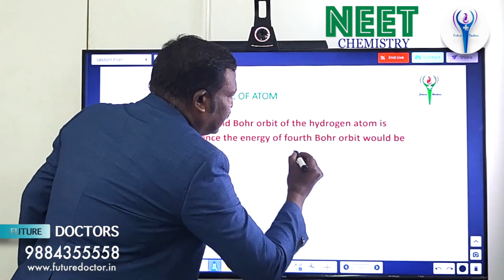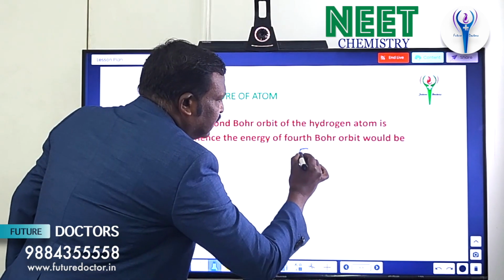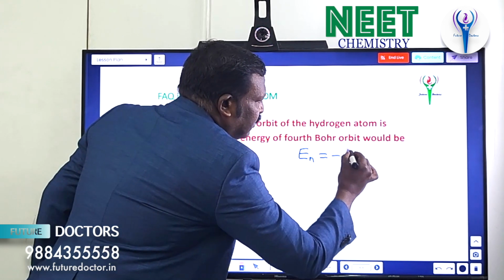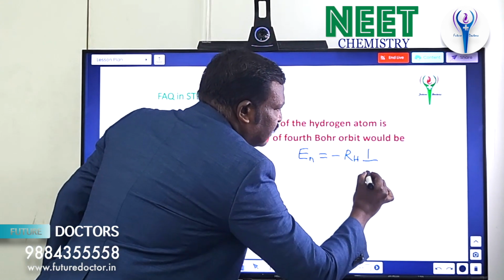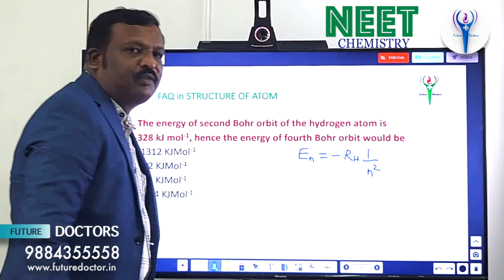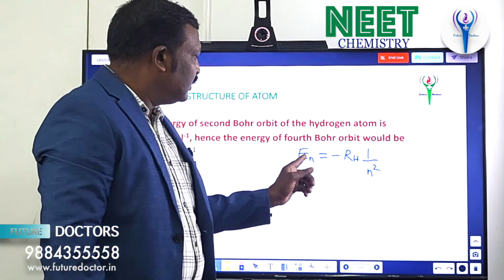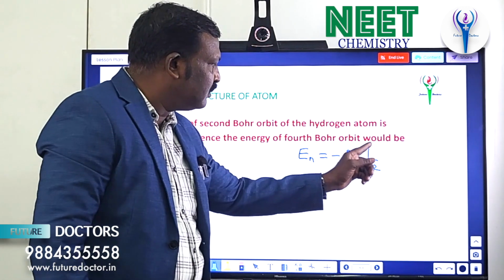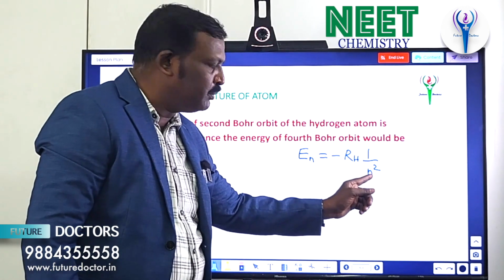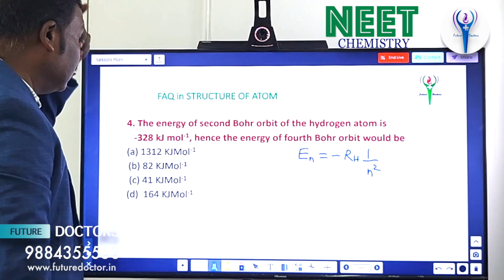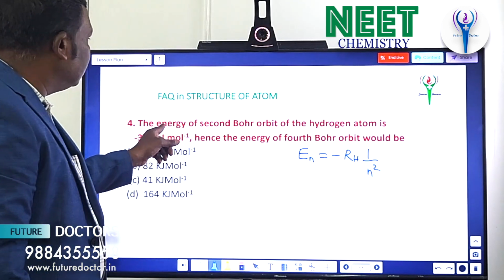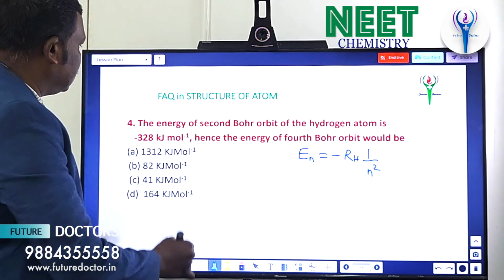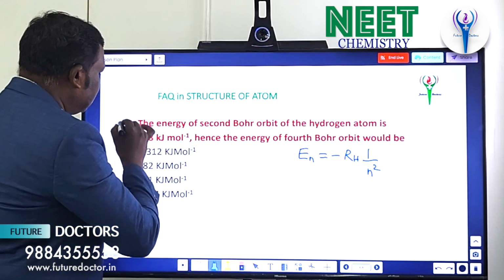What is the general formula? The energy of an electron in the nth orbit is equal to minus Rydberg constant into 1 by n square. This is the general formula. So the energy of the electron in the nth orbit is equal to minus R_H, the Rydberg constant, into 1 by n square, where n is nothing but the orbit number. Understood? Okay. Now they are giving the energy of the second Bohr orbit of the hydrogen atom as minus 328.